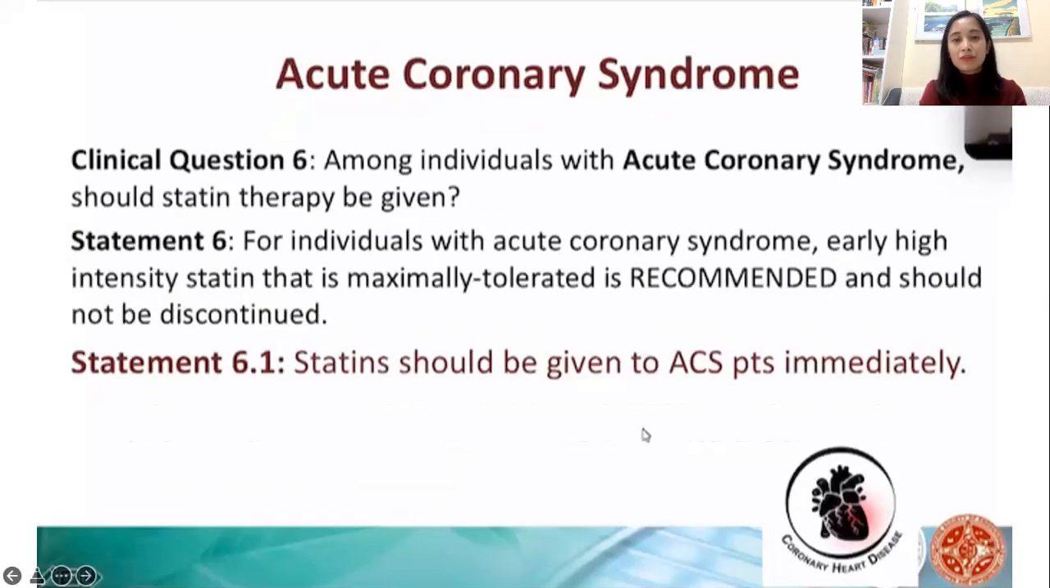How about patients with acute coronary syndrome? Should statin therapy be given? Yes, definitely yes. It is very important for these patients who develop an MI to receive early high-intensity statin that is maximally tolerated, and it should not be discontinued. And this is immediately. Usually when patients arrive at the ER with chest pain, we suspect an MI, we give already either a rosuvastatin 40 or an atorvastatin 80. Those are one of the maximal doses already.